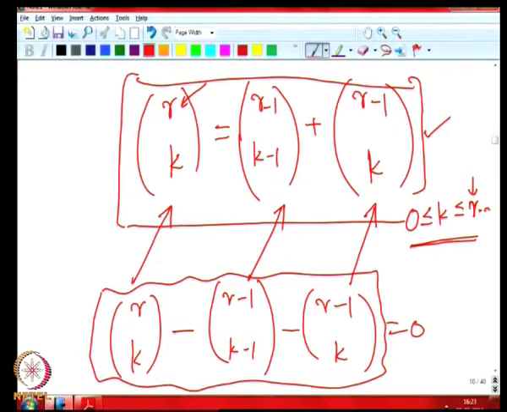That means we can generalize this r to complex numbers and this is still valid. This is about the generalization of the addition formula.